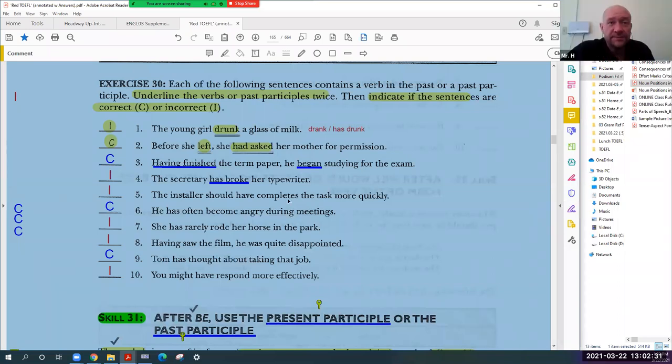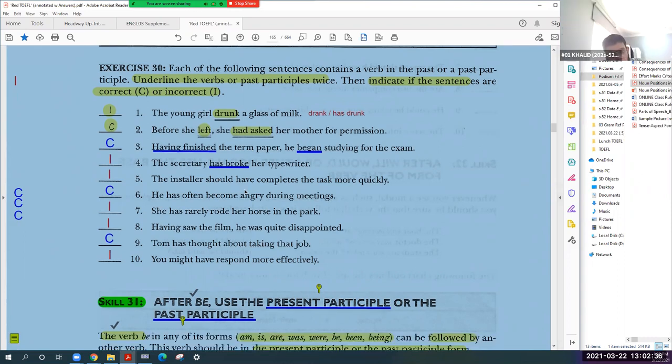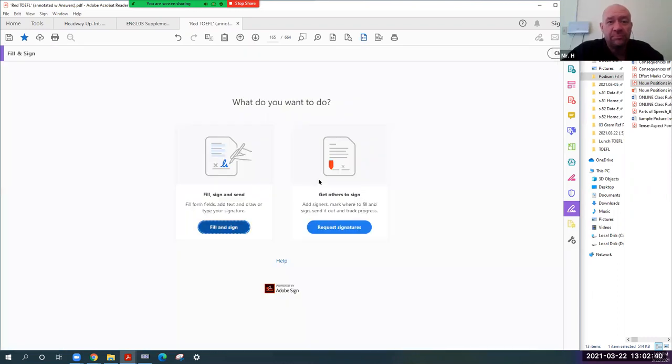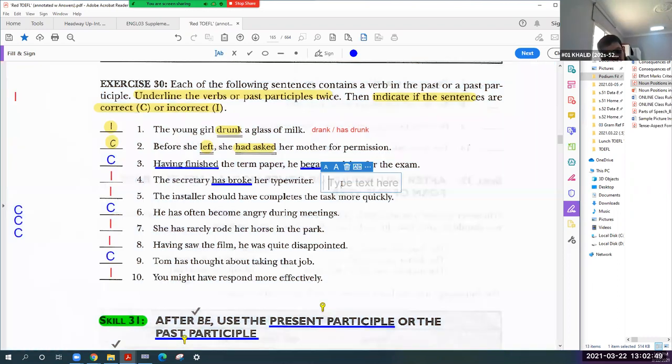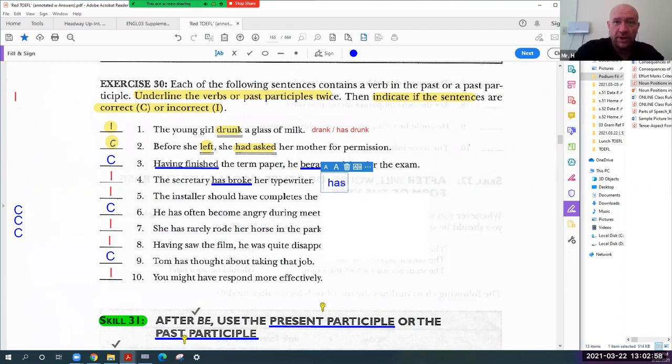Because have and verb two. Yeah. So the formula, you cannot put have with verb two. We must use have plus verb three. So what is the correct correction? If I make it correctly, is it have or has? Has broken. Has broken. There you go. This is the correct answer, gentlemen.